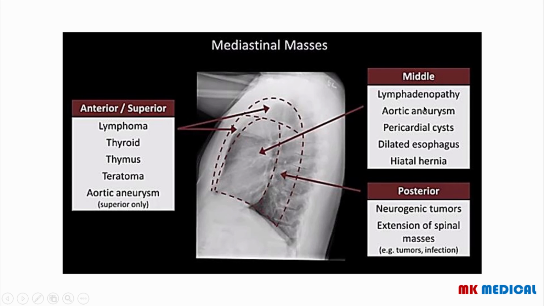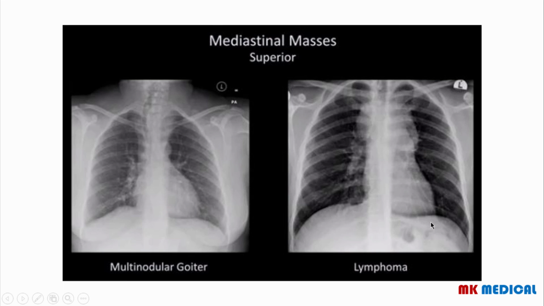Then if it's in the middle, it could be due to lymphadenopathy, aortic aneurysms, pericardial cyst, a dilated esophagus, even hiatal hernia. I will show you pictures of a hernia very shortly, or in the subsequent lecture if I don't show it in this lecture. You may also get these in the posterior mediastinum with neurogenic tumors. You could have even extensions of the mass of the spine. You could have tumors from the spine, even infections.